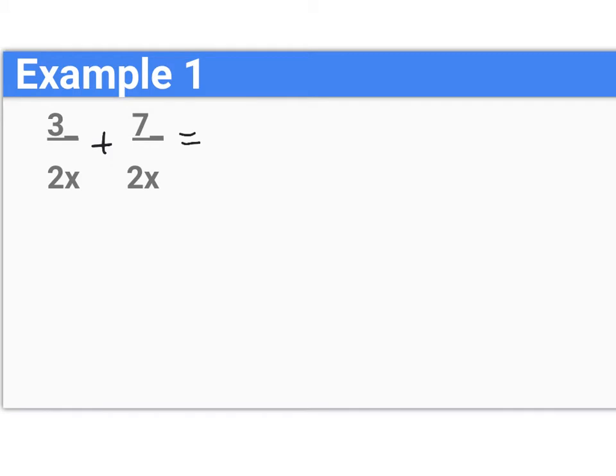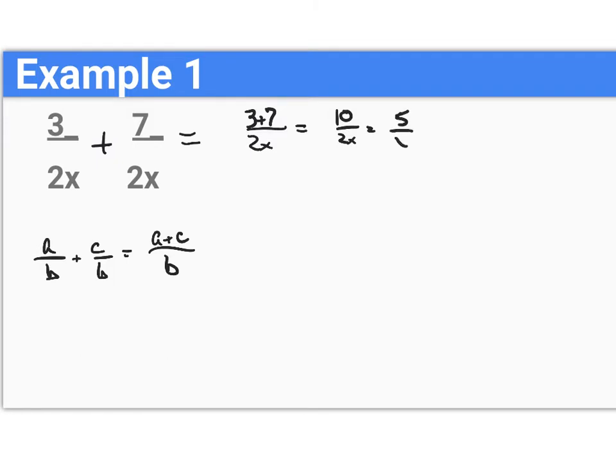Okay, so what do we do here? We know when we add fractions, let's say A over B plus C over B, the tops add and the bottom stays the same. So that is the concept we're going to use with all of these. So you get 3 plus 7 over 2x. When you add fractions, the bottom stays the same. 10 over 2x, which equals 5 over x. And that is the answer.